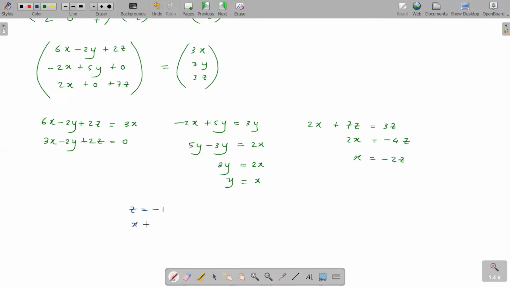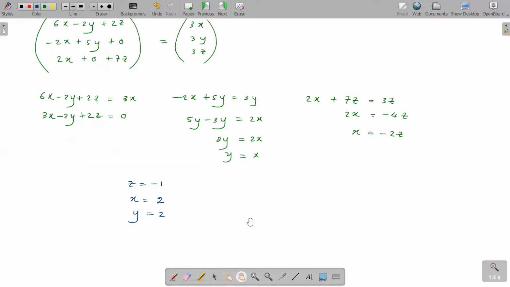If z is minus 1, x equals minus 2 into minus 1 is plus 2. So x and y are equal, y also becomes 2. So actually it could be any multiple of this. Any multiple of (2, 2, minus 1) is correct. Even any negative multiple is also correct. Minus 2, minus 2, plus 1, they're all correct. Any fractional multiple of this is also correct.